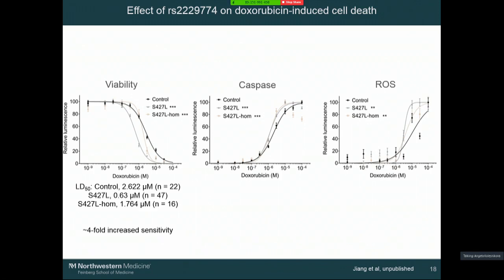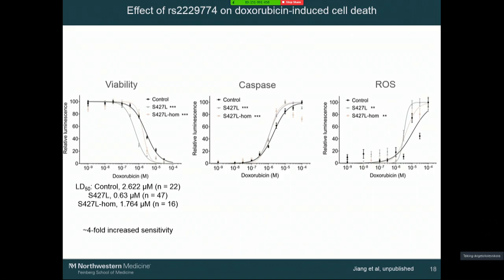And to my relief, it does reveal the same phenotype: patients who have this variant, we're going to call it S427L, do have higher sensitivity to doxorubicin. And we've now turned these assays into high throughput. These are done in 384 well, which means we can get really high Ns for these and feel much more confident with the data.